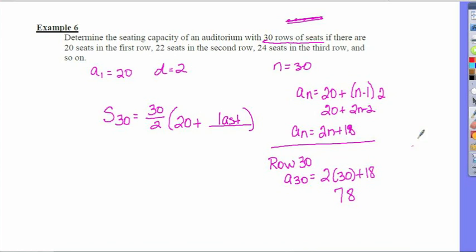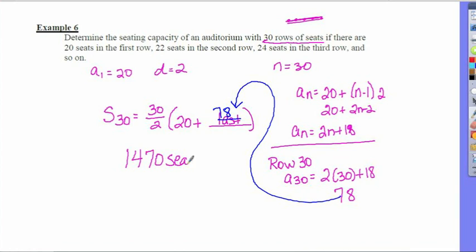So now I can take 78, put it back right here, and I can finish this out. So 20 plus 78 multiplied by 30 divided by 2, which is 15, and that means in the whole 30 rows of seats there are 1,470 seats in the auditorium.